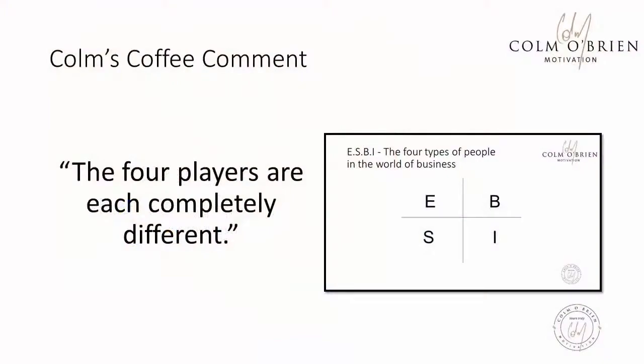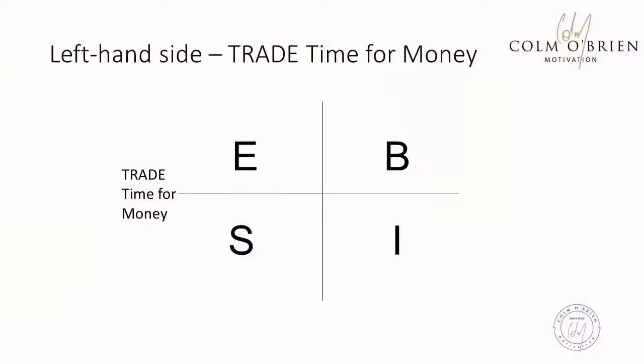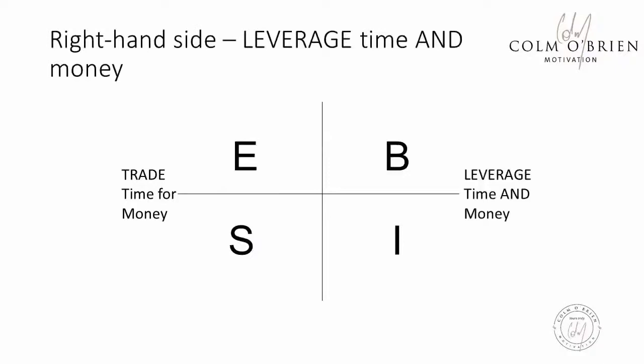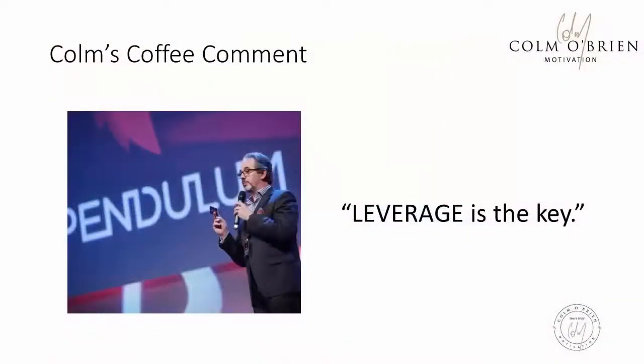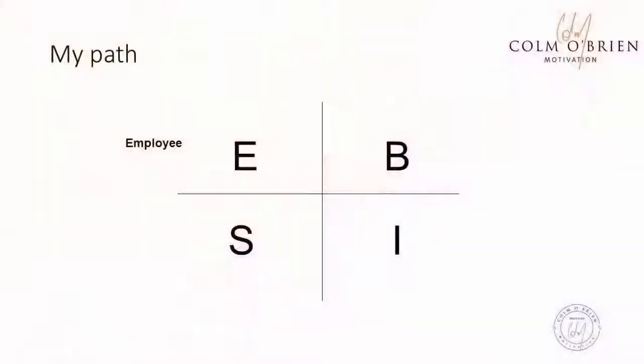Anyway, the 4 players are completely different, but it's the difference between the 2 sides of the quadrant that I found most interesting. On the left-hand side, we trade our time for money. On the right-hand side, business owners and investors have learned how to leverage time and money. And that's the crucial difference. On the left-hand side, we trade our time, and on the right-hand side, we leverage our time. And what I decided to do was to study this phenomenon. And what I learned was that an employee will work for an hour and get paid for an hour. Doesn't work for an hour, doesn't get paid for an hour.